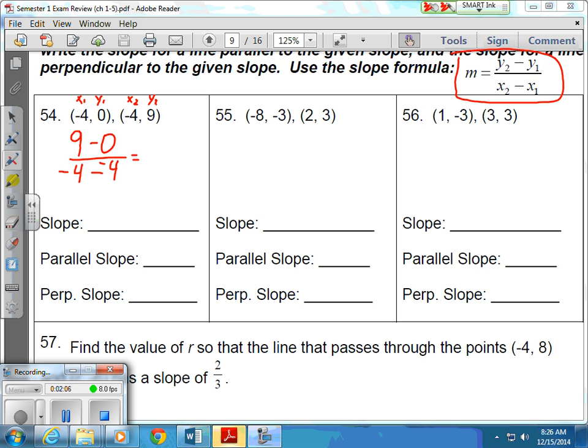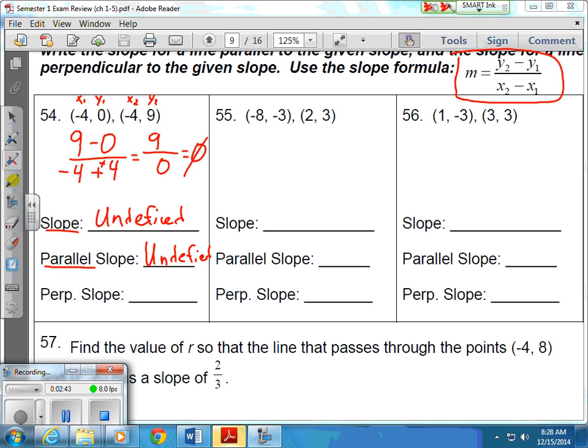So that bit, what's 9 minus 0? And -4 minus -4. Very good, because that changes to -4 plus 4. And what happens when you divide by 0? What do you get? Undefined. You get an error on your calculator. And any vertical line is parallel to other vertical lines, so they all have an undefined slope.